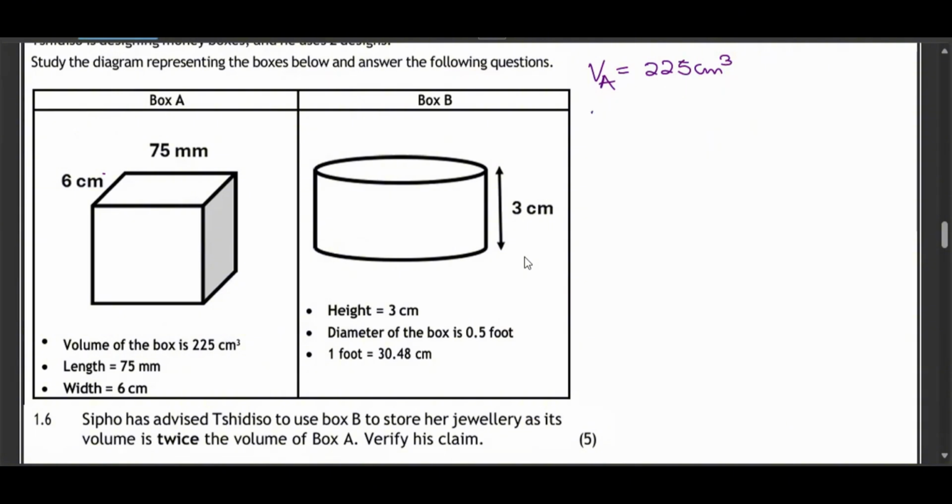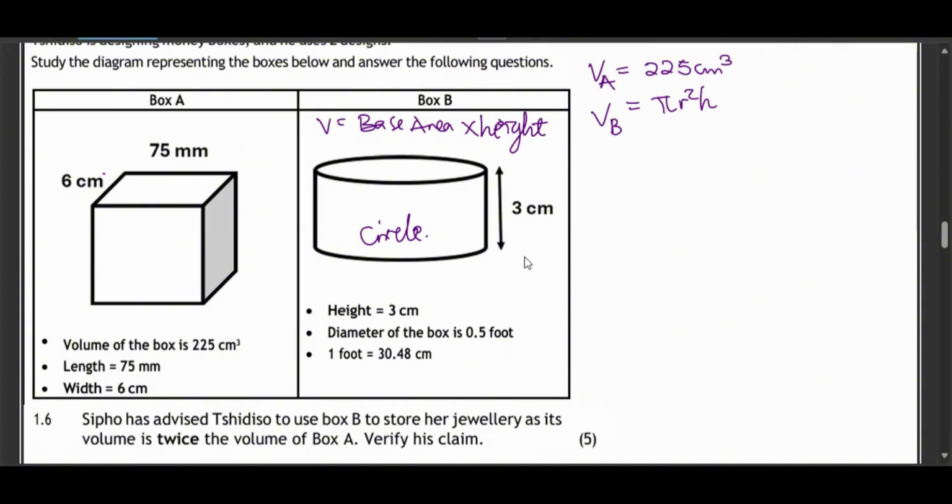So you ask yourself, how do I get the volume of B? Oh, it's a cylinder. I need to use pi r squared h. Actually, the basic formula for volume is the base area times height. The base here is a circle. That's why we have pi r squared times the height, which is h. Okay, we are continuing now.